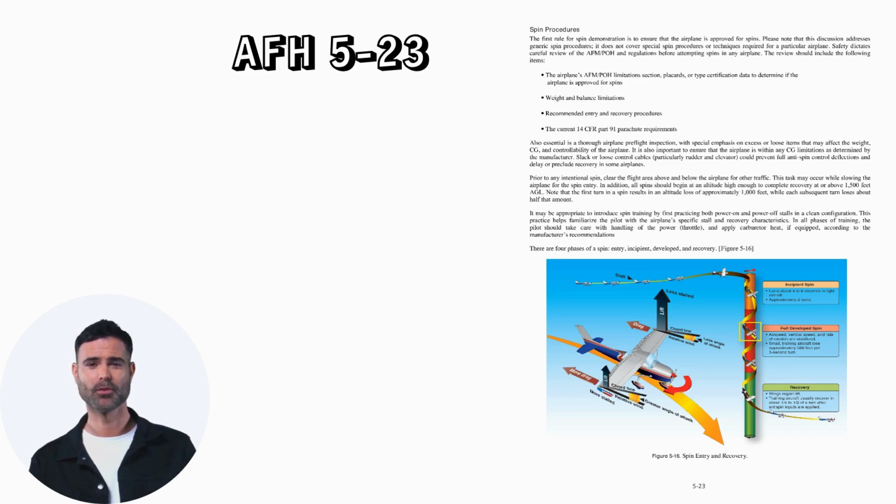The review should include the following items: the airplane's AFM-POH limitations section, placards, or type certification data to determine if the airplane is approved for spins, weight and balance limitations, recommended entry and recovery procedures, and the current 14 CFR Part 91 parachute requirements. Also essential is a thorough airplane pre-flight inspection with special emphasis on excess or loose items that may affect the weight, CG, and controllability of the airplane. It is also important to ensure that the airplane is within any CG limitations as determined by the manufacturer.